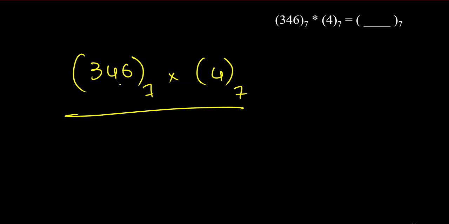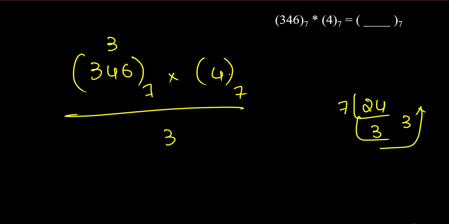24. Is it more than 7 or less than 7? It is not allowed, so we should divide 24 by 7. 7 times 3 is 21, remainder 3. So put 3 here, carry 3 here. What is 4 times 4?